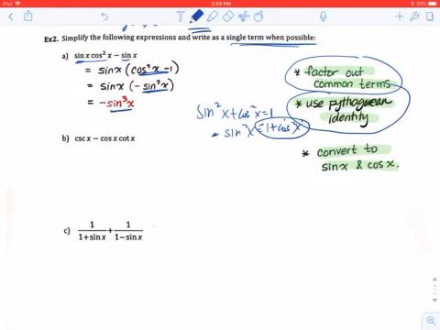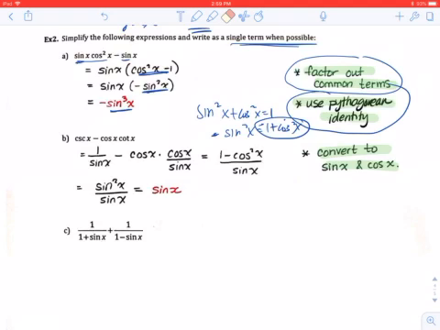So cosecant is 1 over sine, and then cosine times cotangent. Get a common denominator. You have that. Then you have 1 minus cosine squared. Well, what is 1 minus cosine squared? That's sine squared. So you get sine squared x over sine, and that equals sine of x.